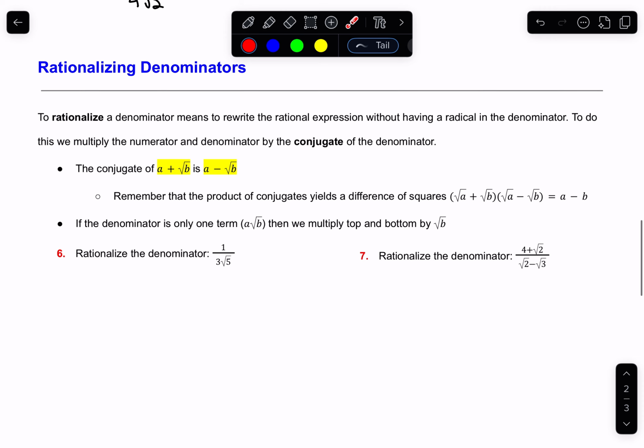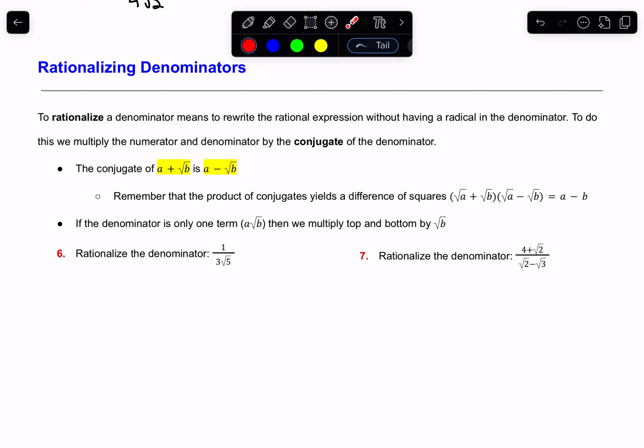Rationalizing denominators now. To rationalize a denominator means to rewrite the rational expression without having a radical in the denominator. To do this, we multiply the numerator and denominator by the conjugate of the denominator, where conjugate means to change the sign in a binomial. So a plus square root b is the conjugate of a minus square root b, and vice versa, where all we do is change that plus to a minus.